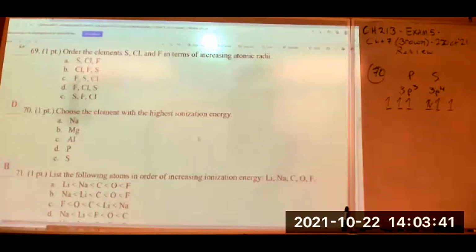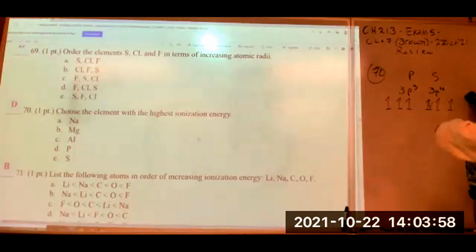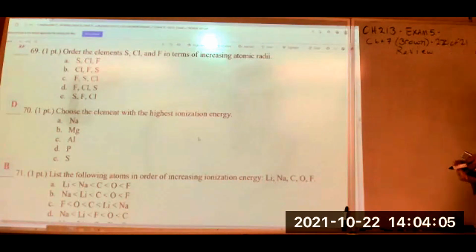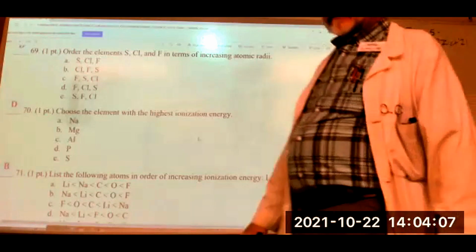I think the one we looked at last week was nitrogen, oxygen. So if I went with my first impulse, I would have got the wrong answer. Sulfur is actually lower in ionization energy than phosphorus because of that. That's why I put it up there. And I caught myself.